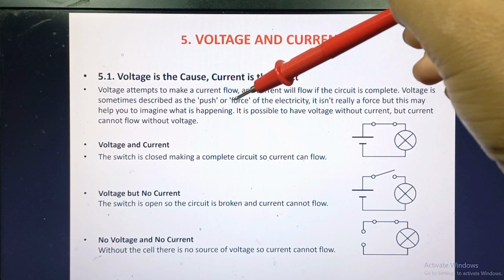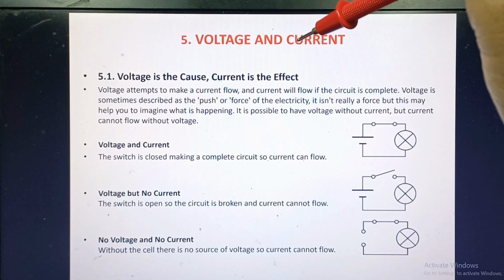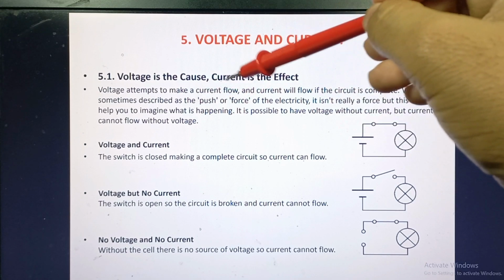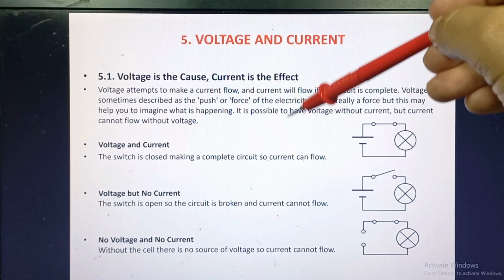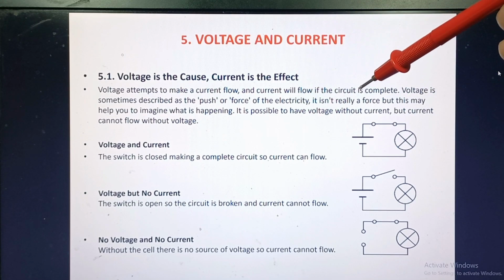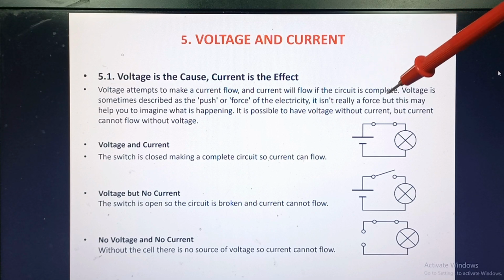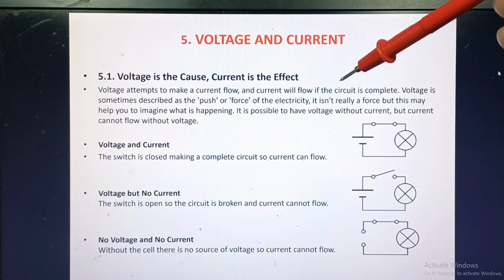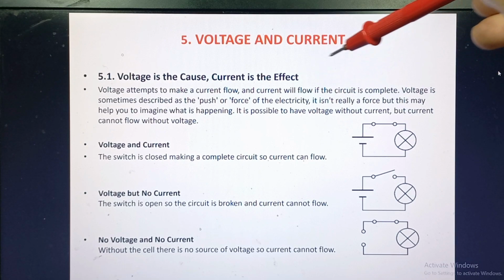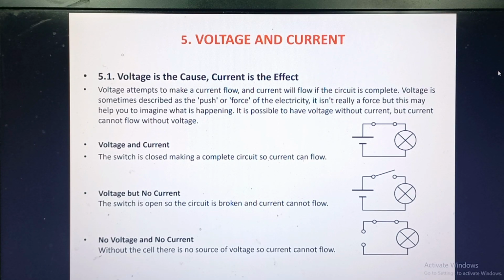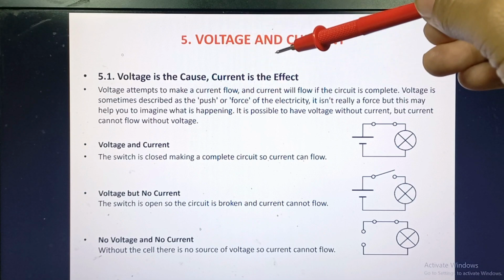Voltage is the cause, current is the effect. Voltage attempts to make a current flow, and current will flow if the circuit is complete. Voltage is sometimes described as the push or force of electricity. It isn't really a force, but this may help you to imagine what is happening. It is possible to have voltage without current, but current cannot flow without voltage.